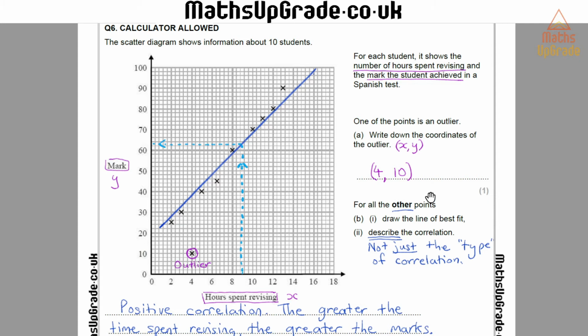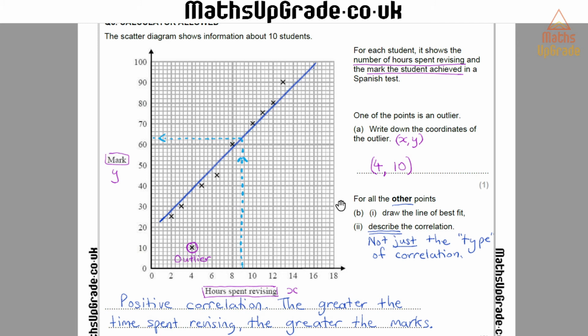For all the other points, draw a line of best fit and describe the correlation. So ignoring this outlier, let's draw a line of best fit, which would be something like this, and describe the correlation. So the correlation is clearly positive. So think about y equals mx plus c. It's got a positive gradient, so it's positive correlation.